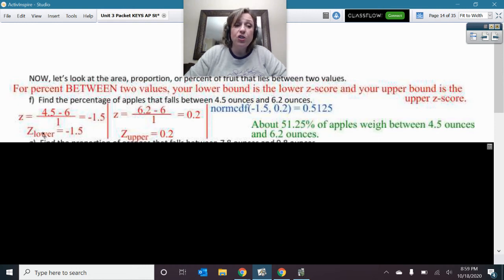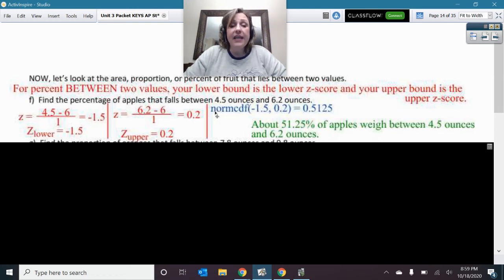So I have to do a z-score for the lower bound, which is the 4.5 ounce apple. So x minus the mean over the standard deviation. So the apple is negative 1.5 standard deviations below the mean. The upper one was a little higher than the mean, 6.2 minus 6. So I guess that was 0.2. And so that upper z-score is 0.2.